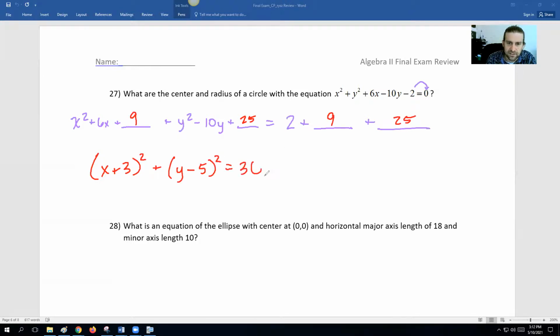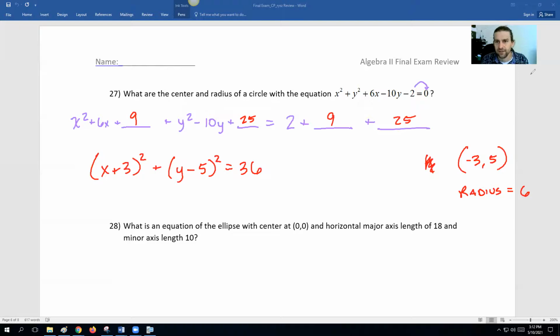11 plus 25 is 36. So the center here would be the opposite of H, K. The center would be at (-3, 5), and the radius is the square root of the number at the end. The square root of 36 is 6.